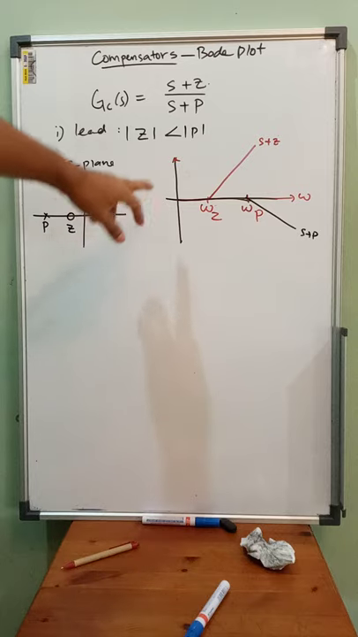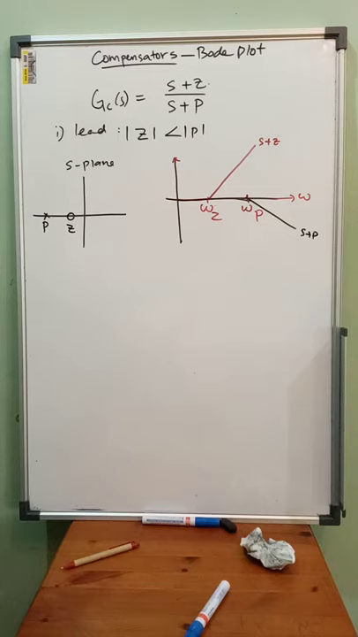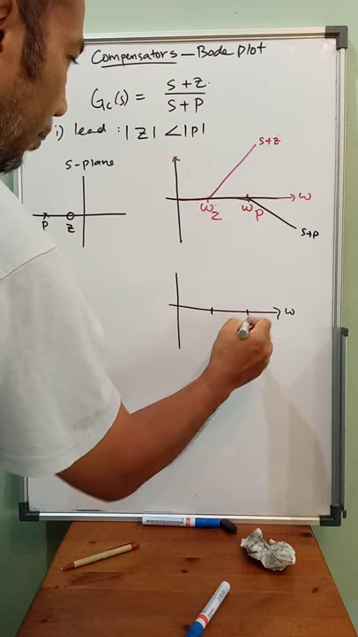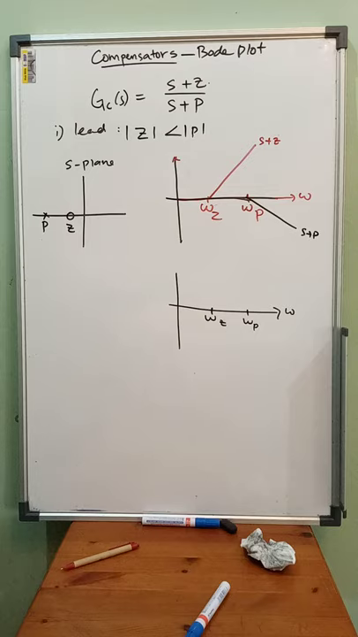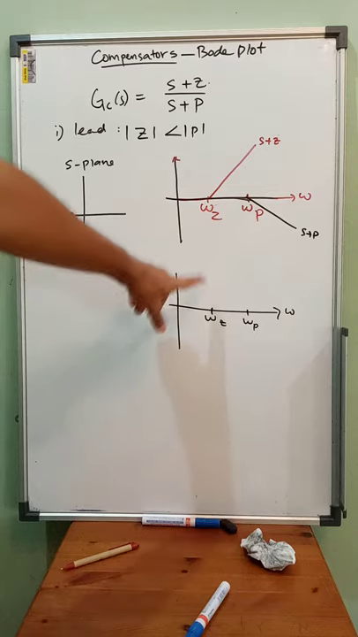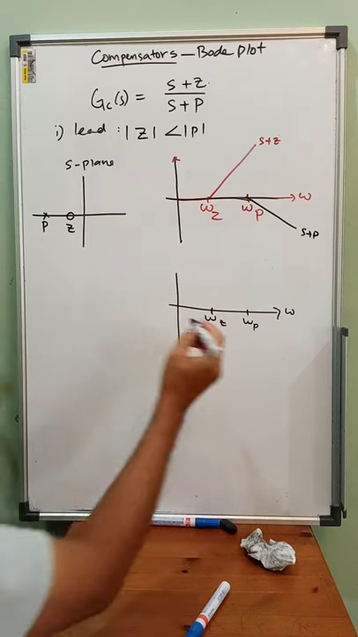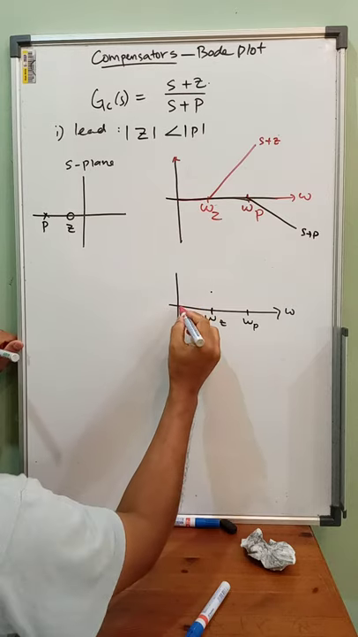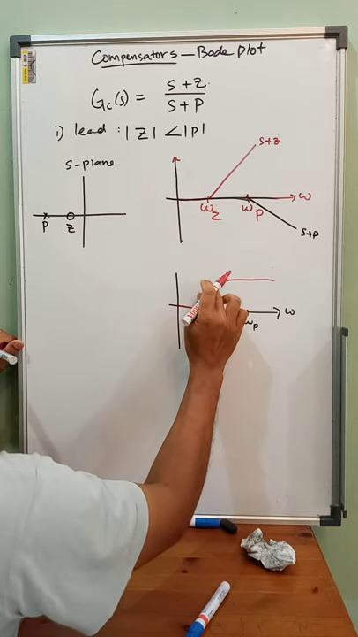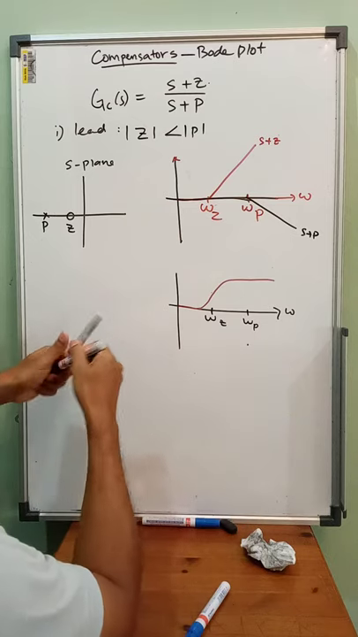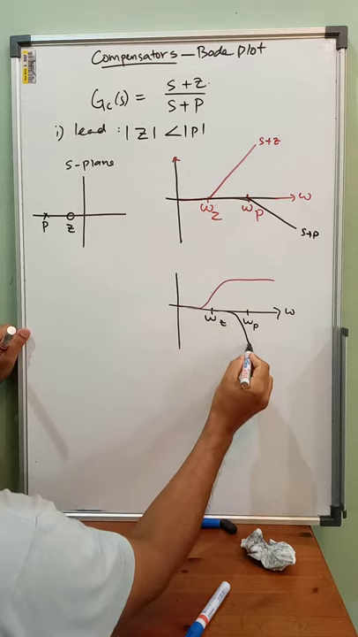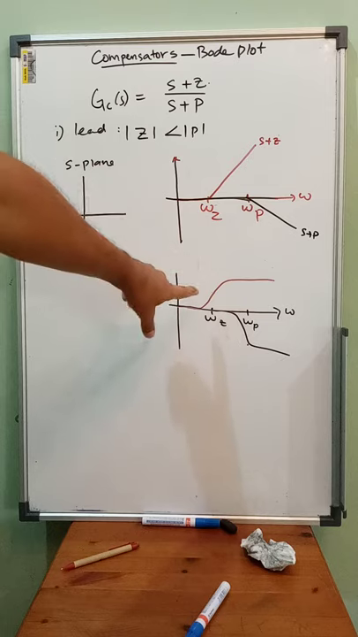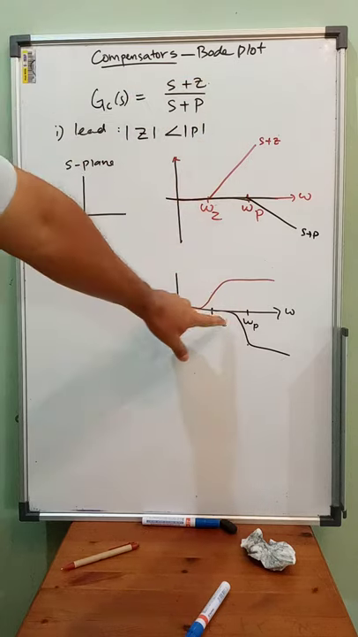So for gain, and for phase angle, Z and P. The first angle, Z is positive, P is negative. So the graph will be red color for Z, and P color is black. For phase, individually, the graph will be red for zero and black for poles.